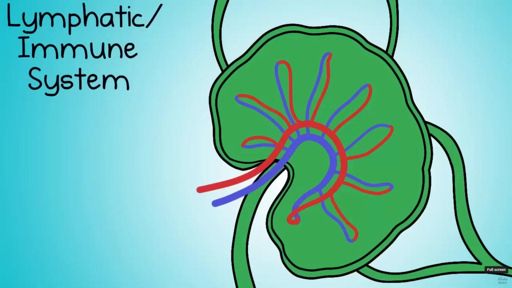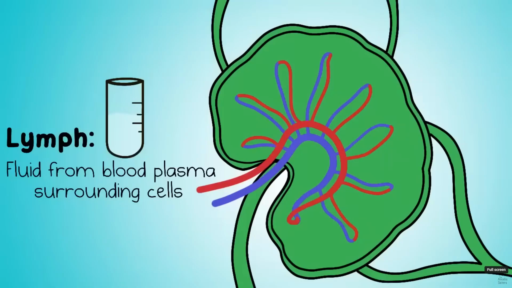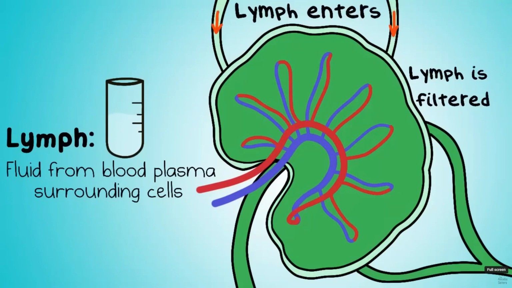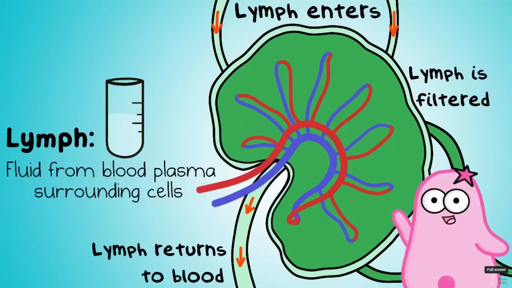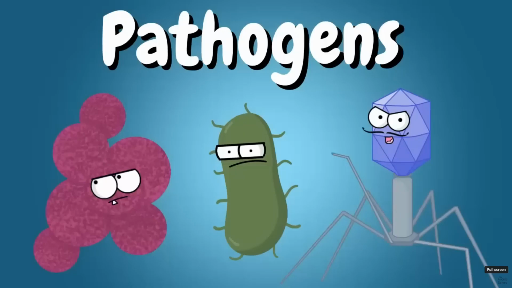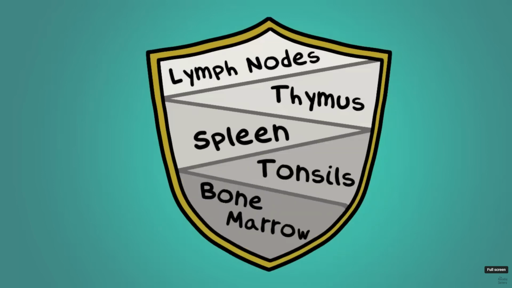Number 6, the lymphatic/immune system. Has anyone ever checked your lymph nodes on your neck when you feel sick? Well, you have many lymph nodes, and they tend to swell during some illnesses. See, lymph is this clear fluid from blood plasma. It surrounds your cells, and this system collects, filters, and returns the lymph to blood, and the major role is to help with immune function. This keeps your body safe against pathogens like viruses and bacteria. Structures like lymph nodes, the thymus, spleen, tonsils, and bone marrow all play a significant role in your immune system.